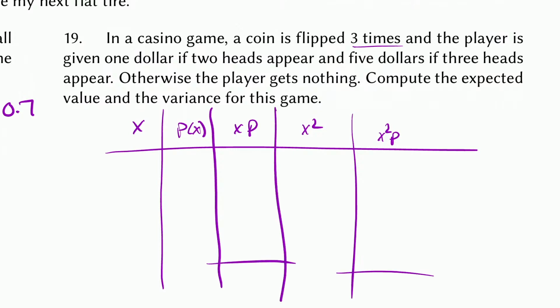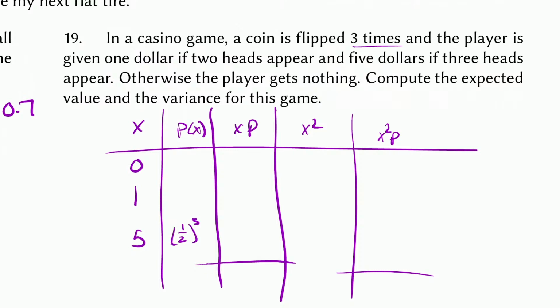So that's not a big deal. But you're either going to win nothing, you're going to win $1, or you win $5. Okay, so let's deal with the $5 first. That's the easiest one because that's if you get all 3 heads. And there's a 1/2 to the 3rd power.